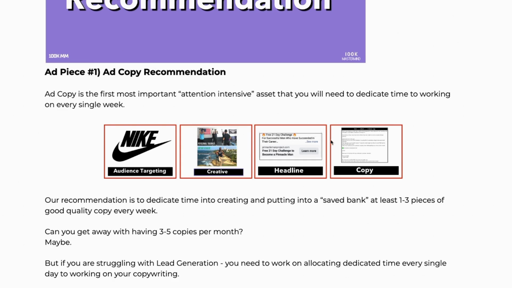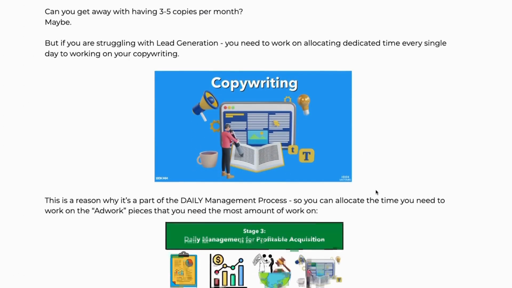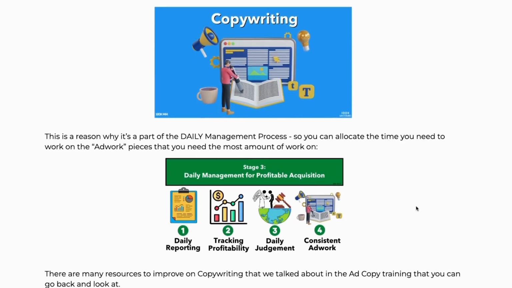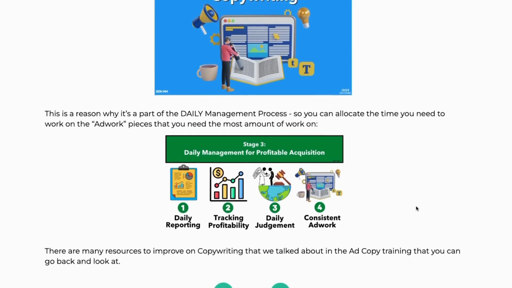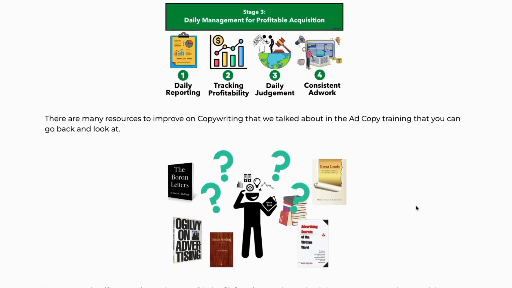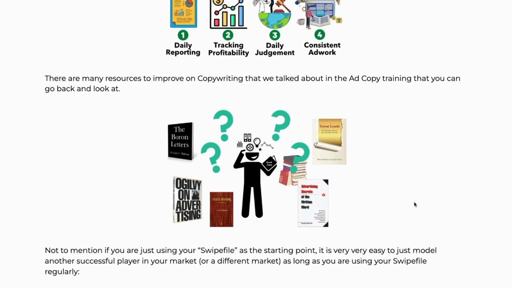If you are struggling with lead generation, you need to make sure that you are allocating dedicated time every single day to working on your copywriting, okay? This is the reason why it's literally a part of the daily management process, so that you can allocate the time you need to do the ad work and actually get better at it, right? We've talked about many different resources in the ad copy training previously around how you can actually get better at copywriting. And so there's a lot of resources.